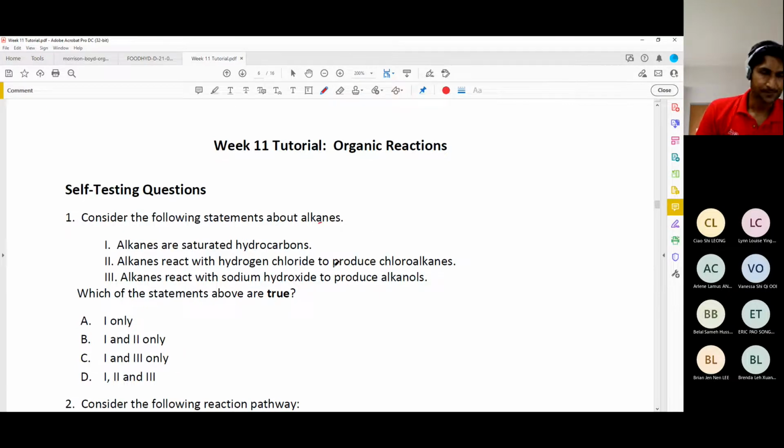Alkenes are unsaturated. So alkanes are saturated, this is hydrocarbon one. Do alkanes react with hydrogen chloride to produce chloroalkanes? No, alkanes do not react because they are very stable, right? And alkanes react with sodium hydroxide to form alcohol? No, they also do not react with any other things because they are very stable, and that is why they do not react. So for question number one, the answer is one only.